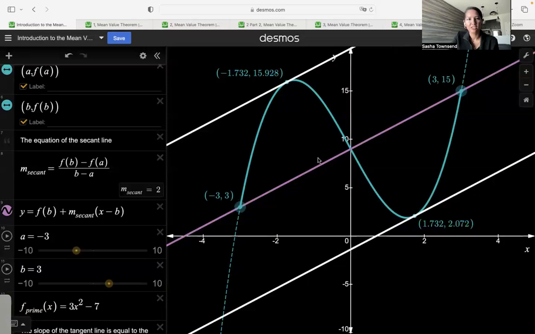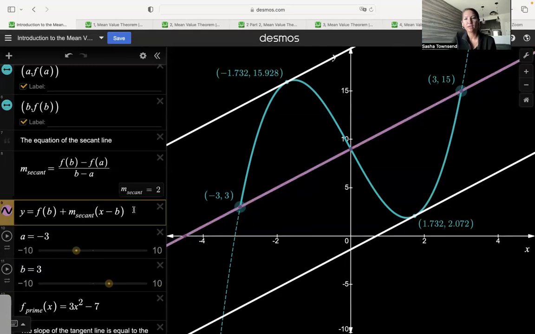So the change in y is actually 12. And then we divide by 3 minus a, which is -3. So we divide by 3 plus 3, which is 6. So we have a change in y of 12 and a change in x of 6. So we have 12 divided by 6 is 2. So the slope of the secant line in this case is 2.